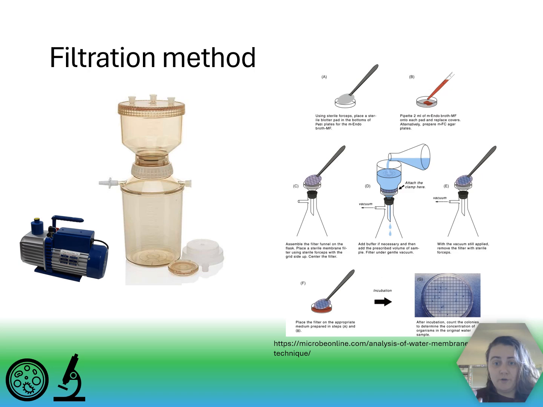You want to pull a known volume through if possible, because you're going to want to know how many organisms per volume you're getting. Once you're done with that, you take out that piece of filter paper. It could be dissolved in saline if we wanted to, or it could be put directly on a pad or an agar plate in order to grow colonies of these microorganisms.